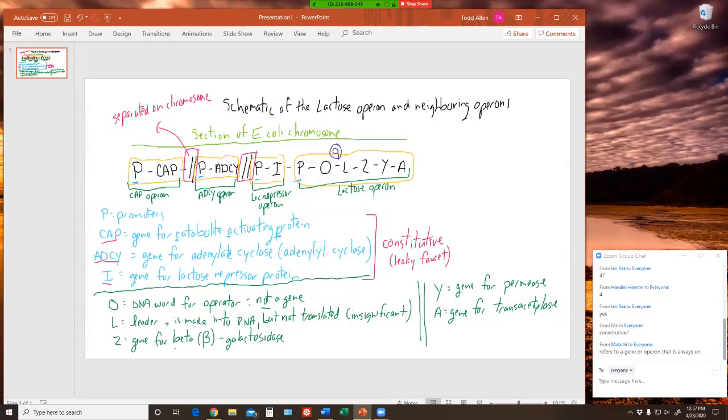O2 is literally within the nucleotide sequence that codes for the Z gene. So O2 is here within the Z gene. And the third operator binding target is defined in between the LAC-I gene and the next promoter. So O3 is located about right here. Okay. All right. Gang, any questions about the schematic at this moment?